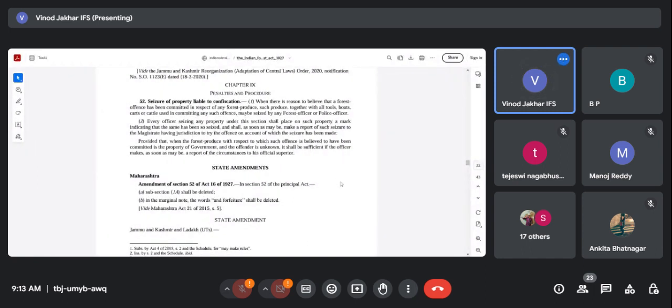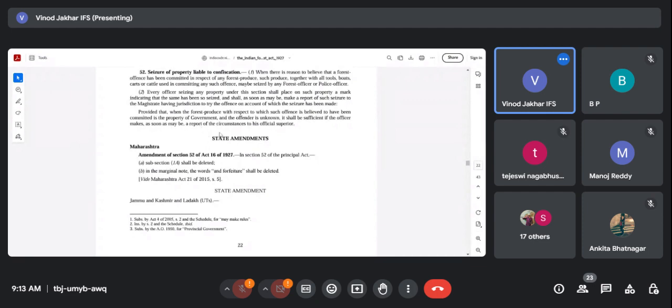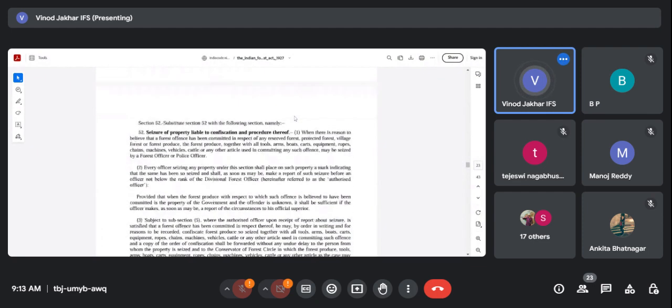Penalties and procedures. Seizure of property. If there is a reason to believe that a forest offense has been committed in respect of any forest produce, such produce together with all tools, boats, carts, everything can be seized by any forest officer or a police officer. This power has also been given to the police officer, but in forest areas we exercise this power. So you can seize everything: tools, boats, carts, cattle, any vehicle also. Every officer seizing such property shall leave a mark and then present a report to the magistrate. So this is about the seizure of property.